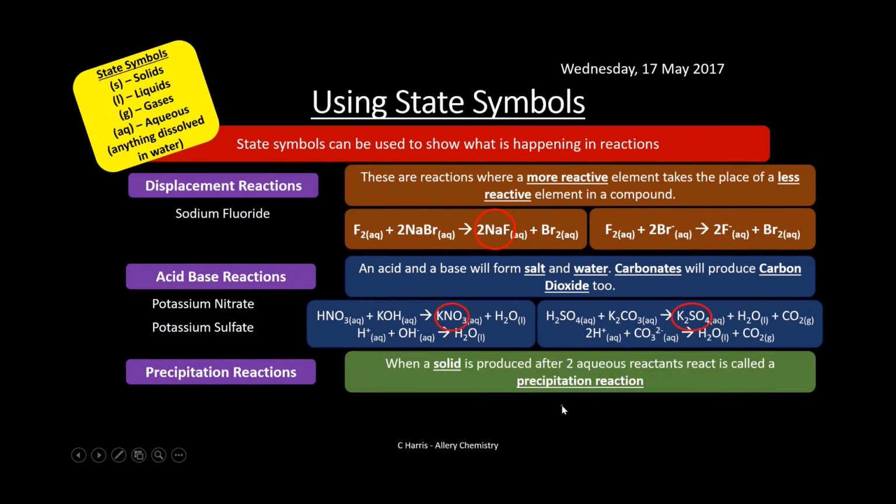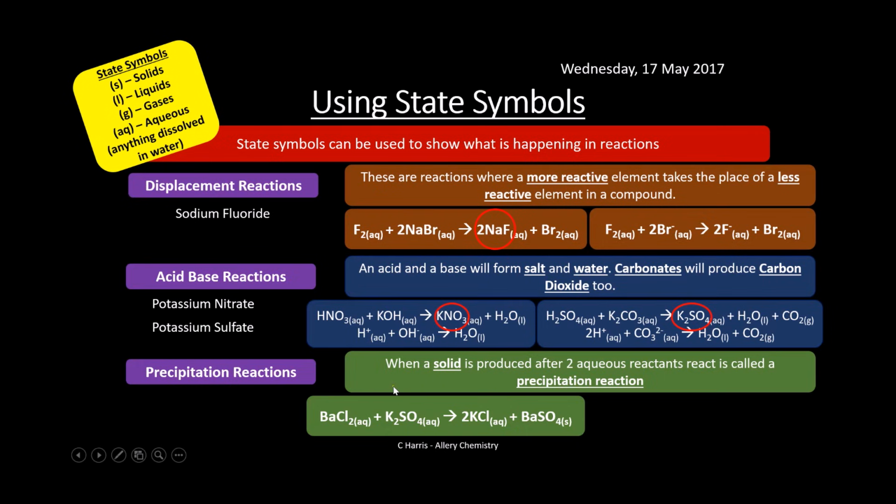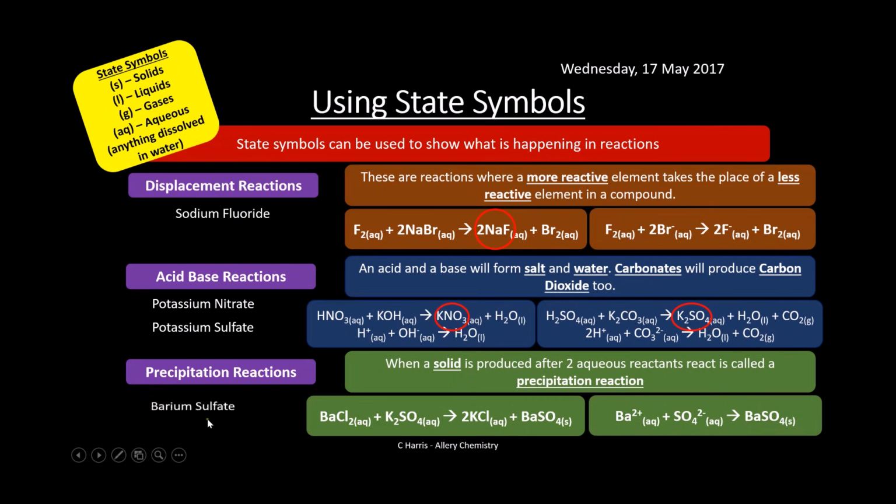Okay, precipitation reactions, again. When a solid is produced after two aqueous reactants react, it is called a precipitation reaction. So a precipitate is just a solid that is formed. Again, you're looking at these state symbols here. Barium chloride reacting with potassium sulfate will produce potassium chloride, that's aqueous, dissolved in water. But look, this is a solid. That is a precipitate. So the precipitate that forms in this reaction is barium sulfate, because it says solid on there. Just coming back here, obviously carbon dioxide is a gas, so you should see bubbling in this reaction.